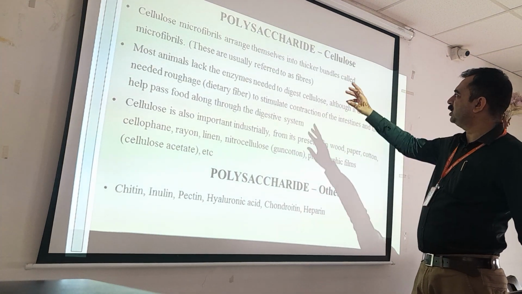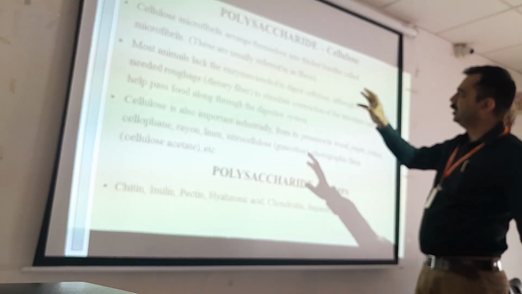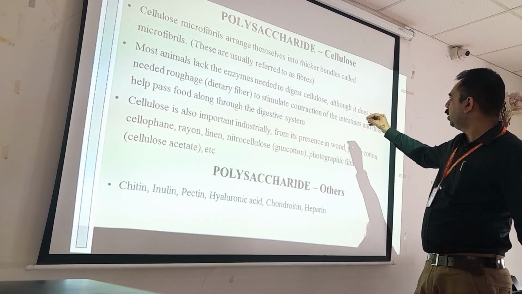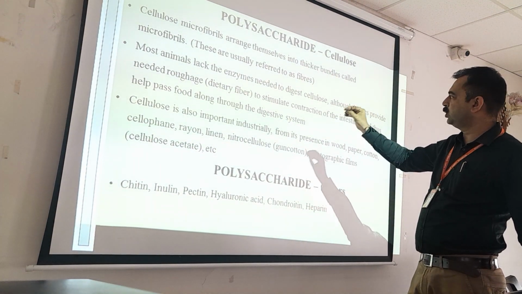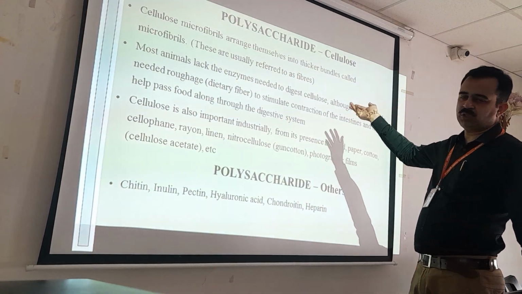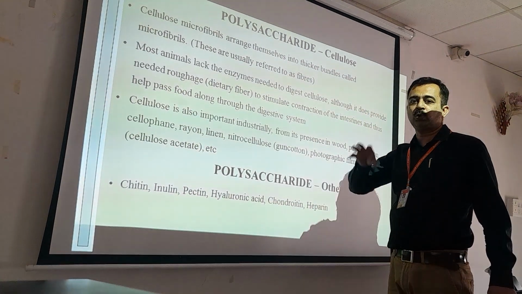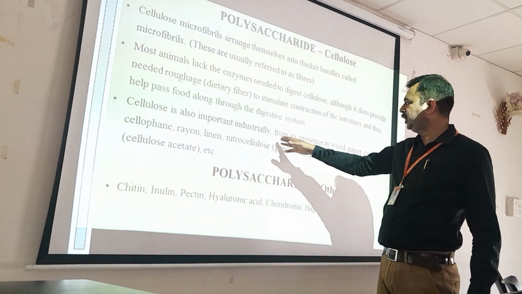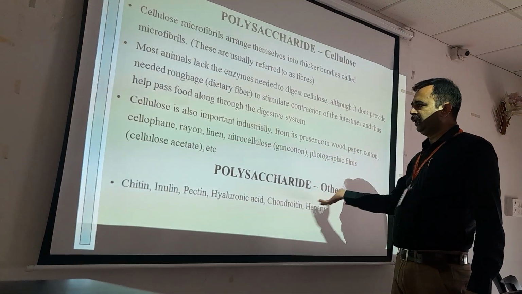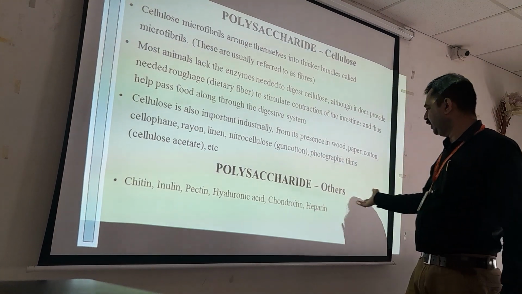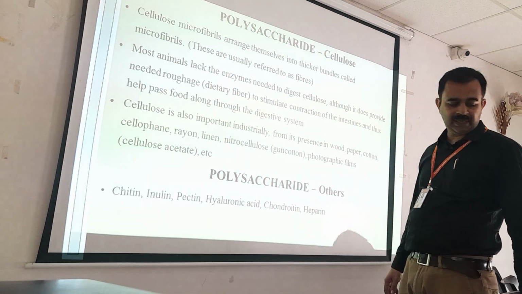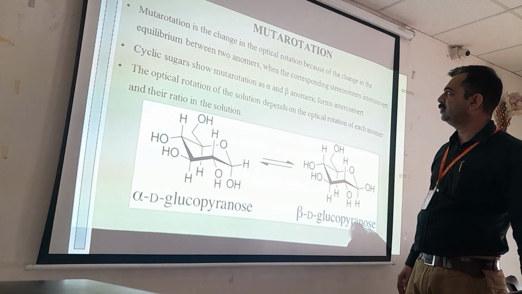Cellulose microfibrils arrange themselves into thicker bundles, usually referred to as fibers. Most animals lack the enzyme needed to digest cellulose, although it provides roughage or dietary fiber to stimulate contraction of the intestine and thus helps pass the food along through the digestive system. Cellulose is also important in industry, present in wood, paper, cotton, rayon, linen, nitrocellulose, photographic films, etc. Other polysaccharides are chitin, inulin, pectin, hyaluronic acid, chondroitin and heparins.